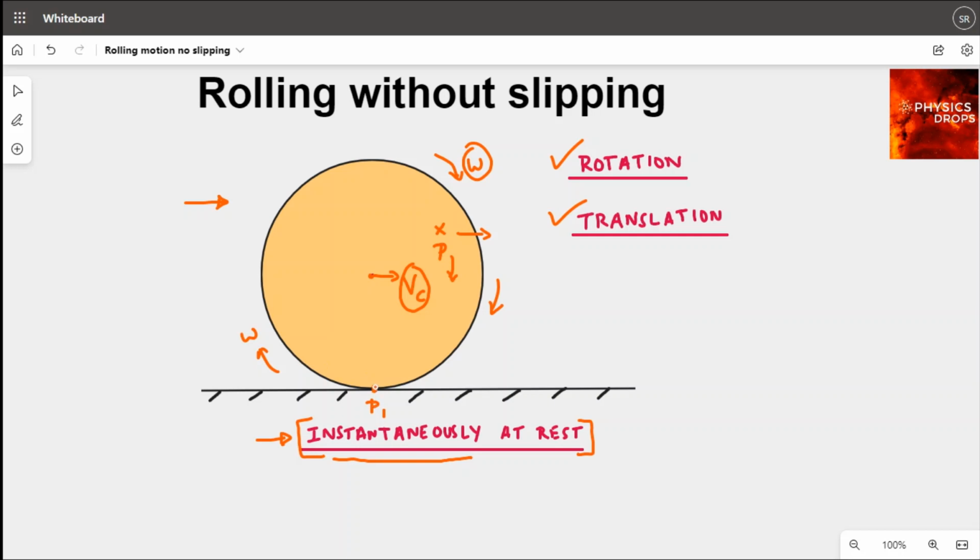So the point, a very tiny portion of the disk which is in contact with the surface, the point P1 at any instant, is at rest, which means the forward movement velocity is nullified by the rotation velocity in the other direction due to omega. So the velocity with which it's moving forward, or rather the translational part, is, let's say, Vc for P1. Let's consider this for point P1.